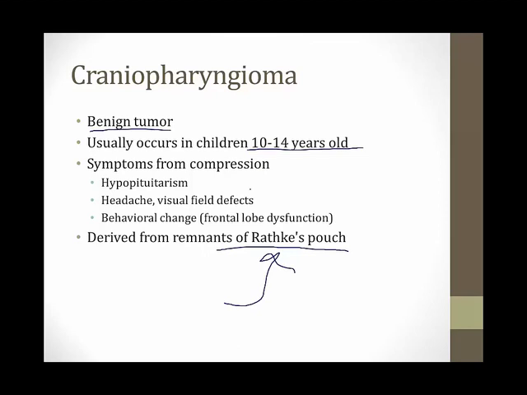The symptoms are from compression of other structures by the tumor, so you can see hypopituitarism from compressing the pituitary gland. There can be a headache and visual field defects, as we talked about before, and sometimes these children have behavioral changes from frontal lobe dysfunction.